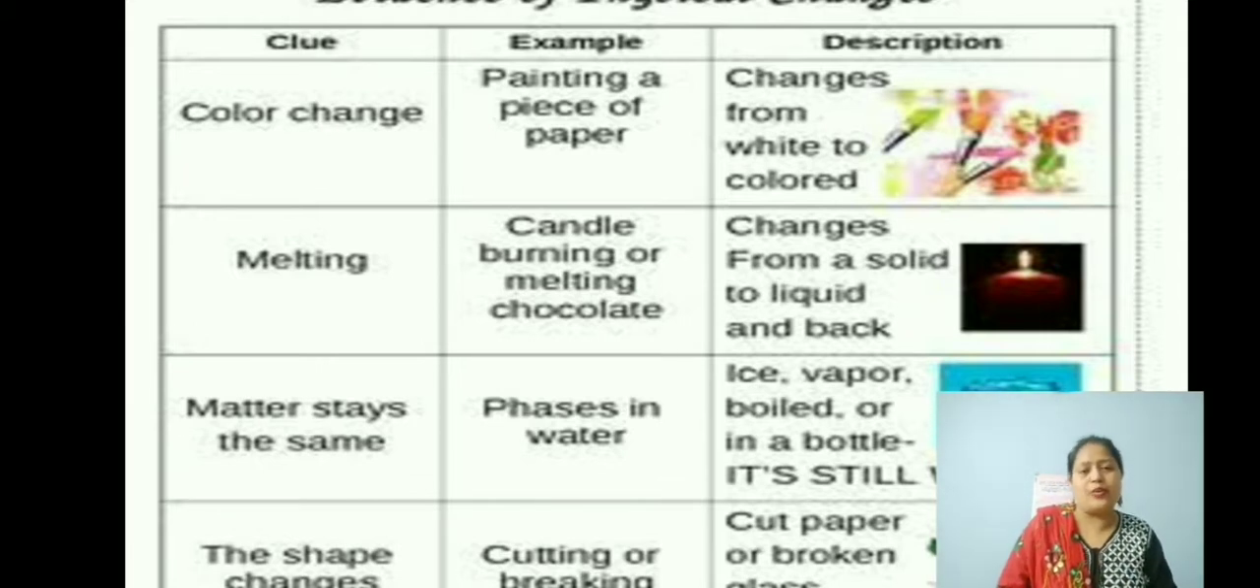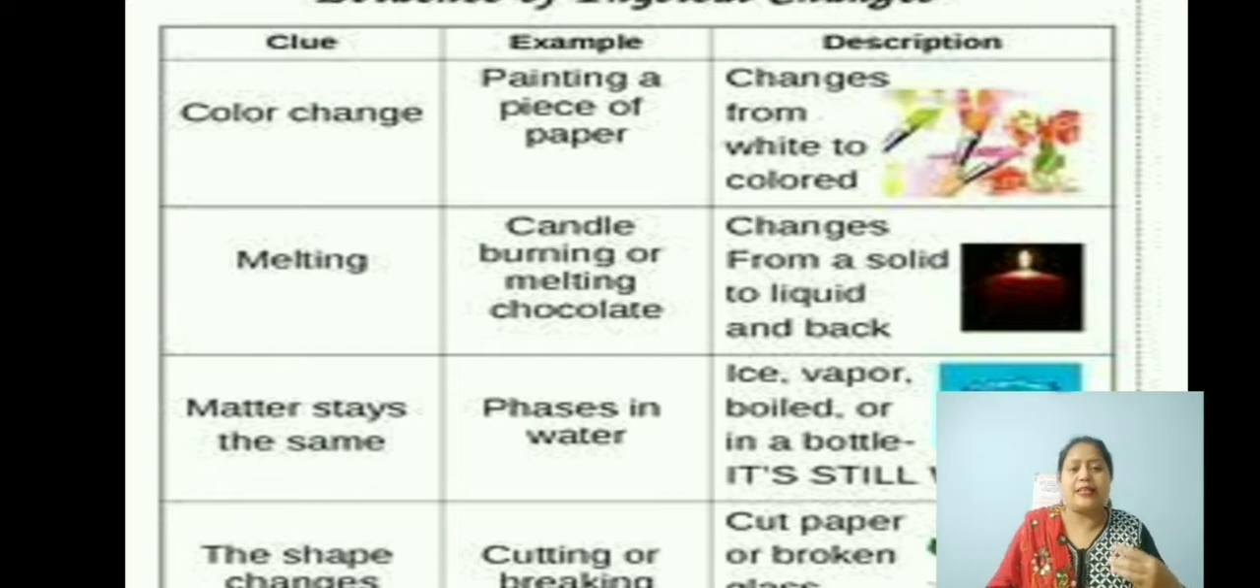Now, phases in water. The meaning is that if we take some water and place that water in the refrigerator, after some time we get ice. The water has changed into an ice cube. Now if you take this ice cube out and place it in a beaker, or in a plate, after some time what will happen?